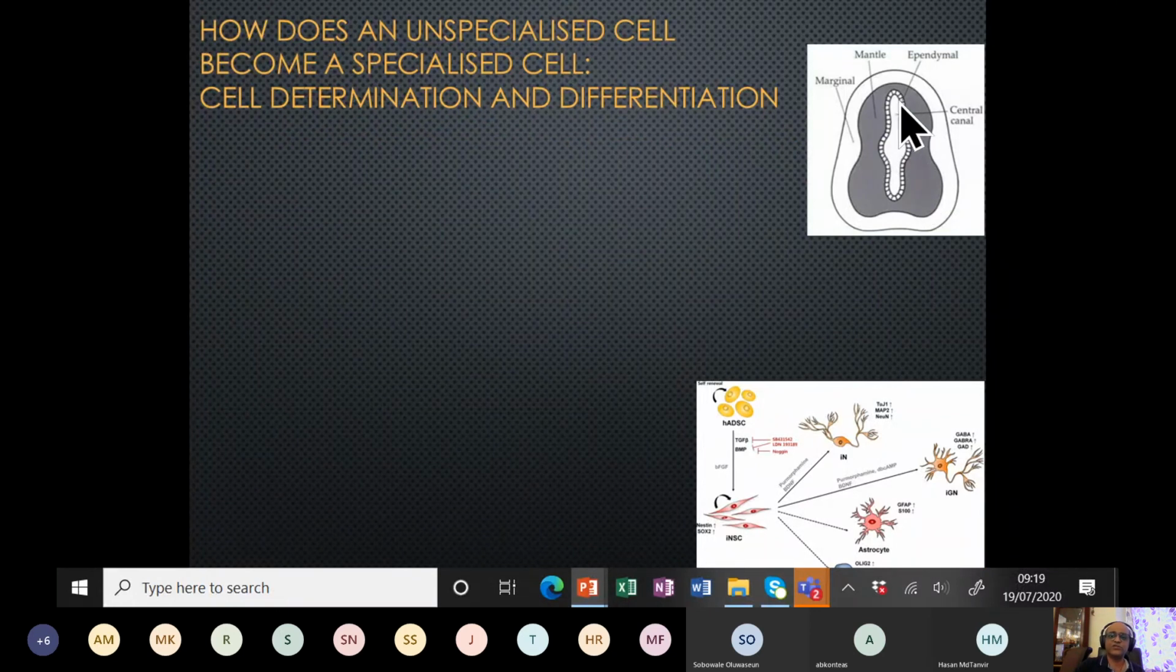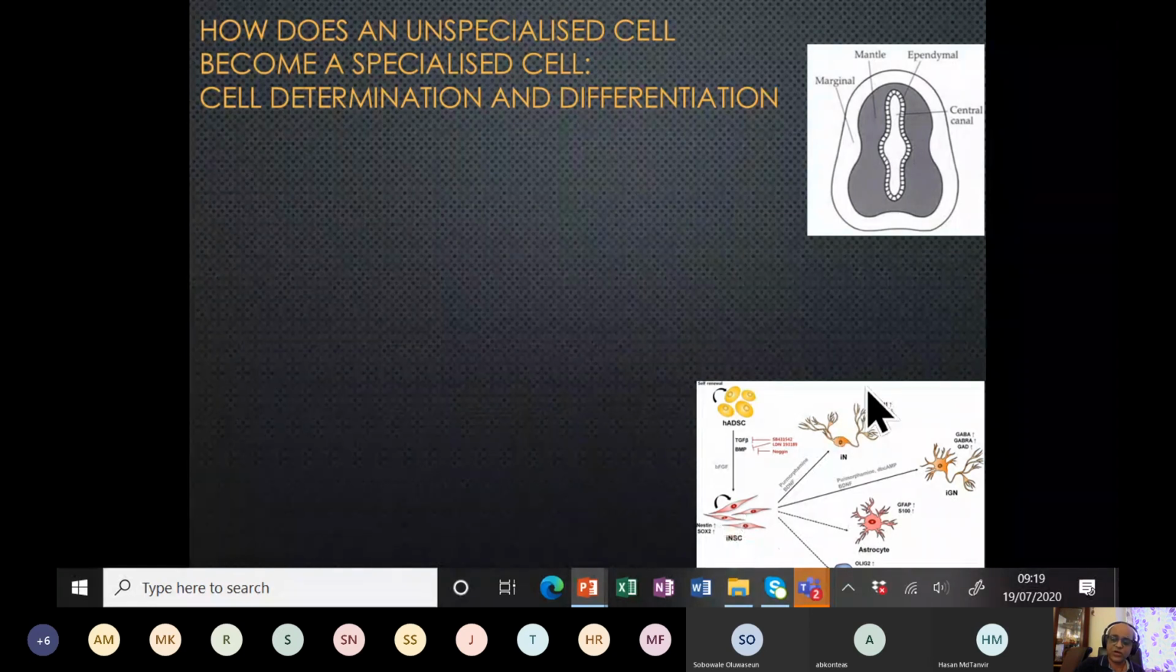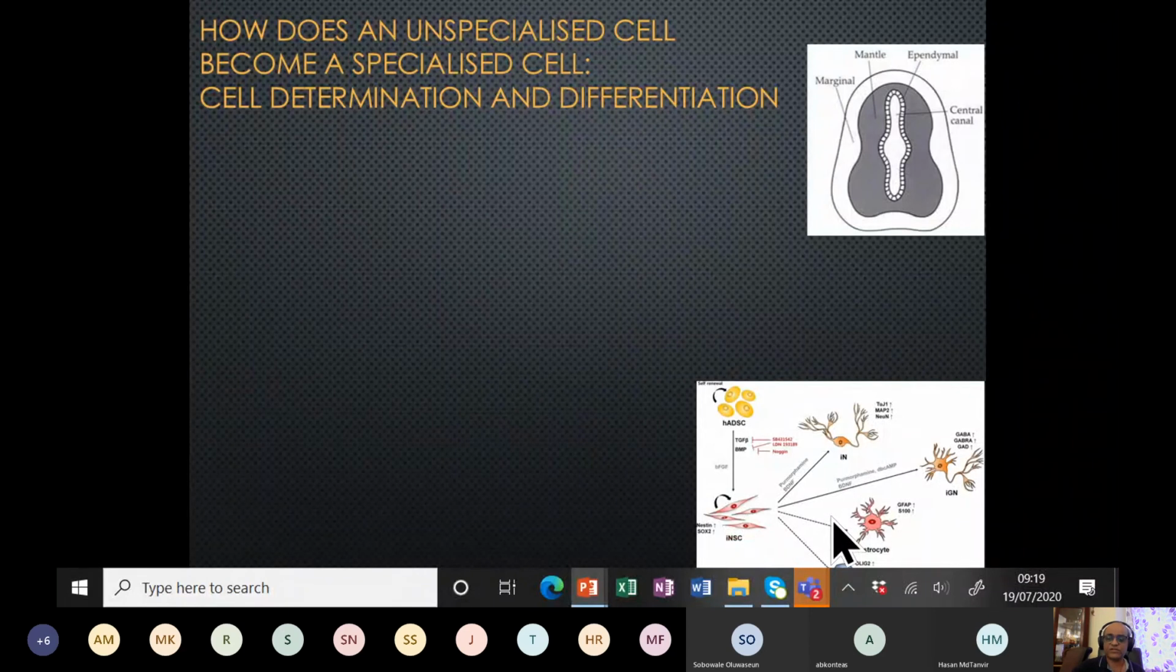So if you look at the neural tube, initially you have got a central canal lining of the cells, and these proliferate over here, we saw, and they form this mantle cell layer, and beyond that is the marginal cell layer. But it's important to figure out how all of these cells then distinguish themselves, how they differentiate themselves to form the astrocytes, the oligodendrocytes, the other glial cells, the neuronal cells, and what determines that.